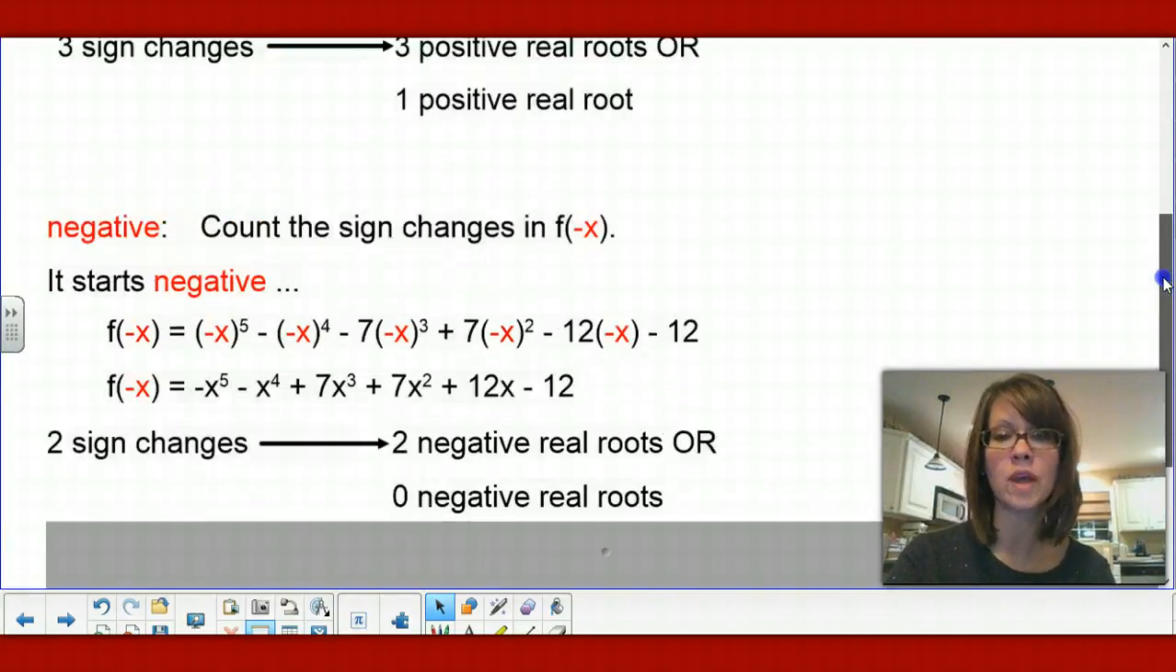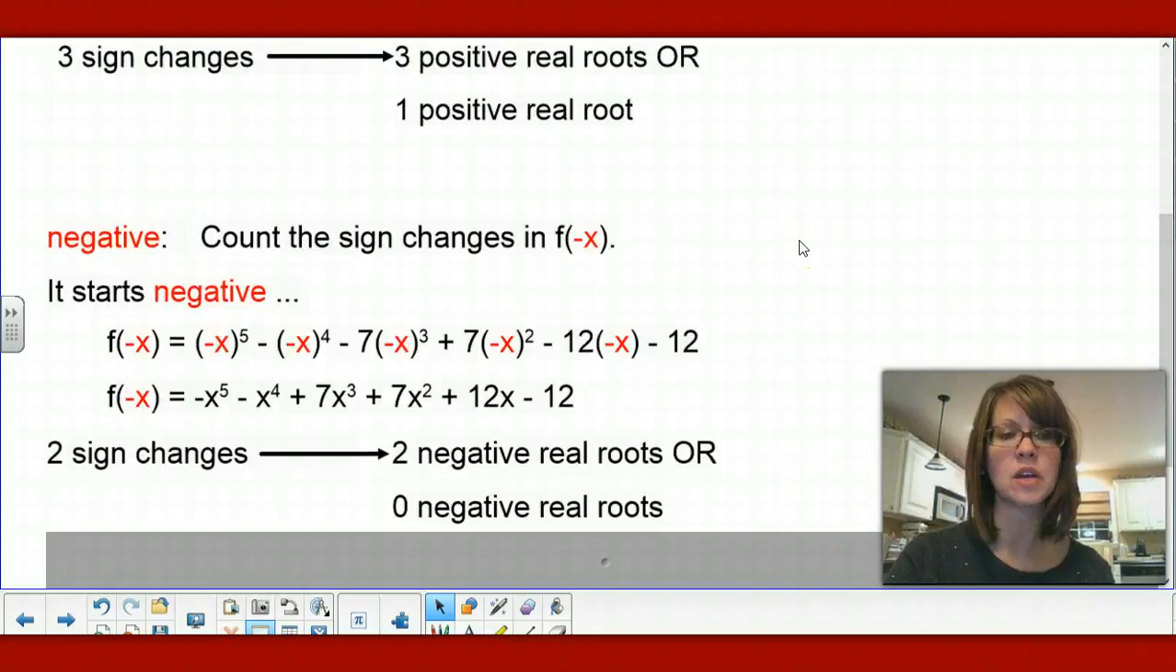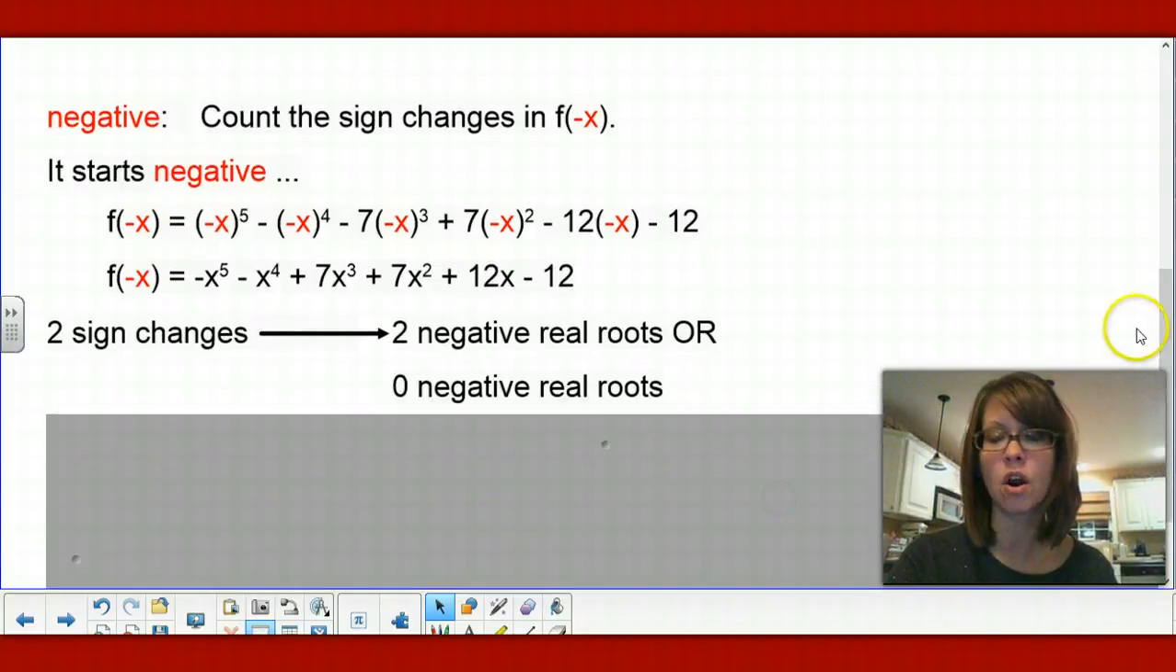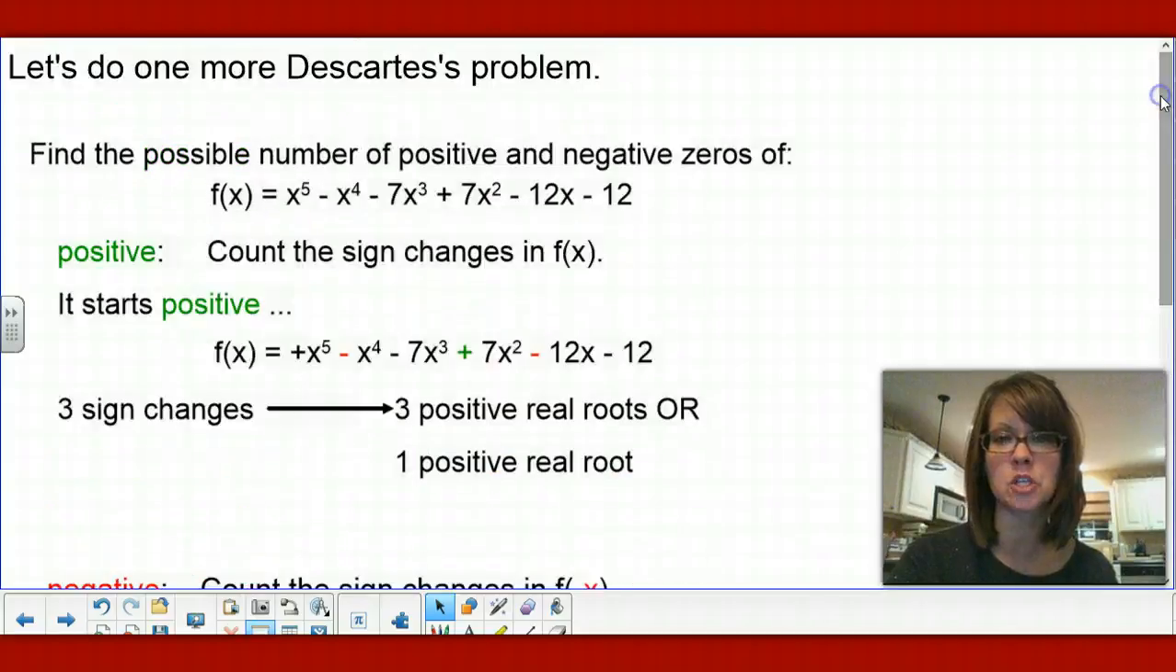Okay? So the way these fit together up here, this is a quintic function, so you have to have 5 roots. You're either going to get 3 positive with 2 negative, or 3 positive with 2 complex. Or you could have 1 positive with 2 negative, and then that would leave 2 more for complex. Okay? All right. So Descartes doesn't find the zeros for us. It just helps us narrow that rational zero theorem to tell us what our possibilities are.